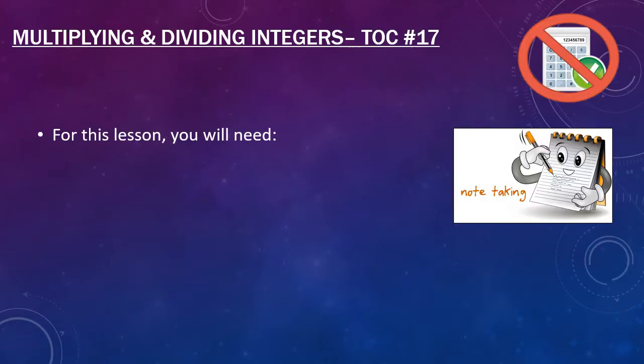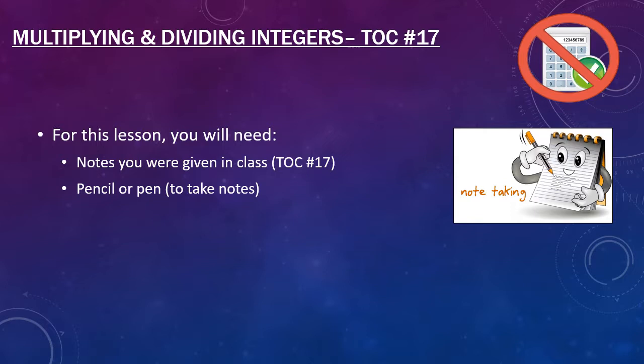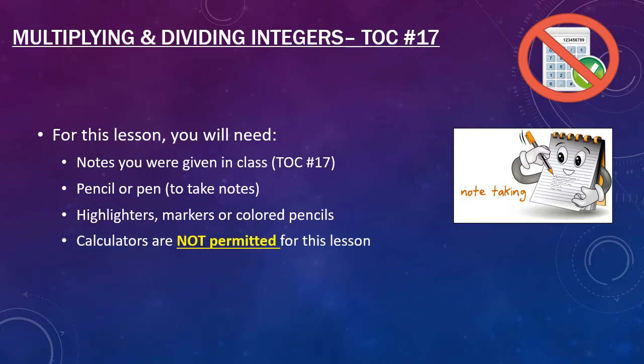For today's lesson, you will need TOC number 17, the one you were given in class, a pencil or pen, of course, to take notes. Make sure your notes are neat. Highlighters, markers, or colored pencils. And this is part of the non-calculator section, so don't be using any calculators because you can't use them on your quiz.